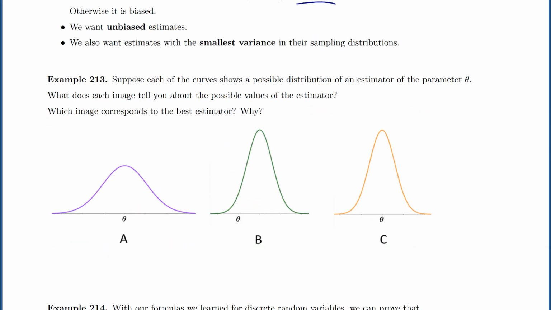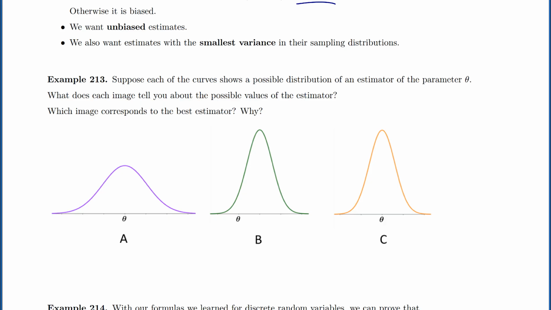So in this example, suppose that each of these curves shows a possible distribution of an estimator of the parameter theta. What does each image tell you about the possible values of the estimator? Now theta, we just picked a random Greek letter to say it's some parameter. We don't even care if it's the mean or proportion, just any parameter. Okay. Which of these images would be the best estimator?